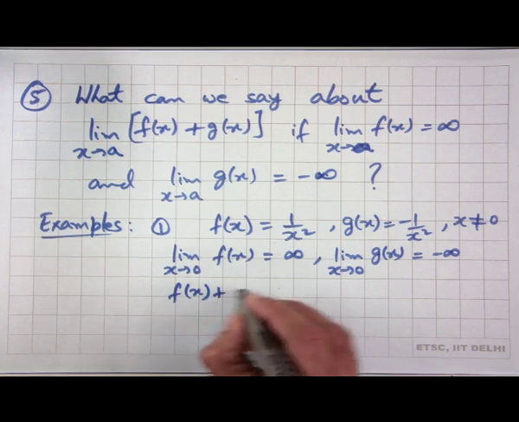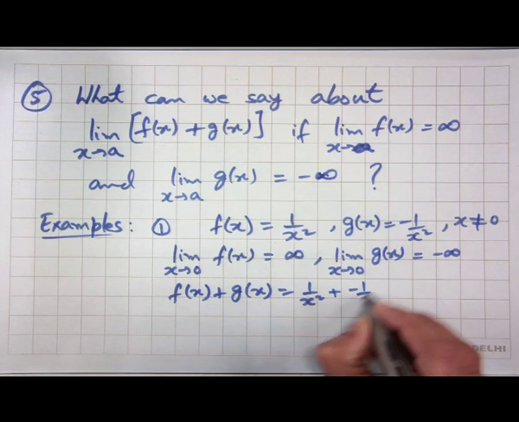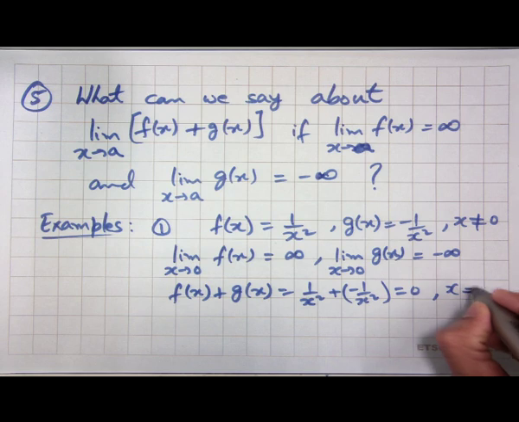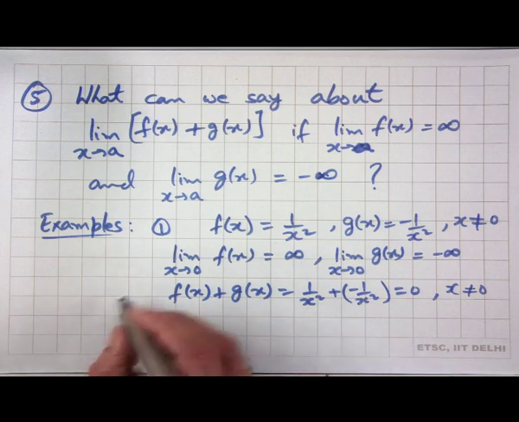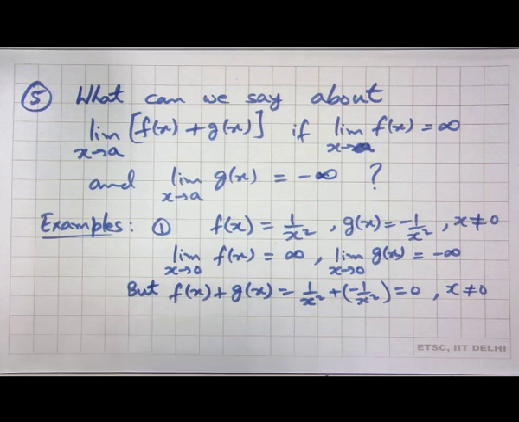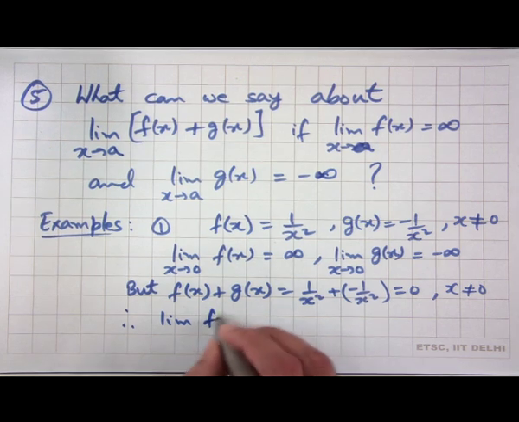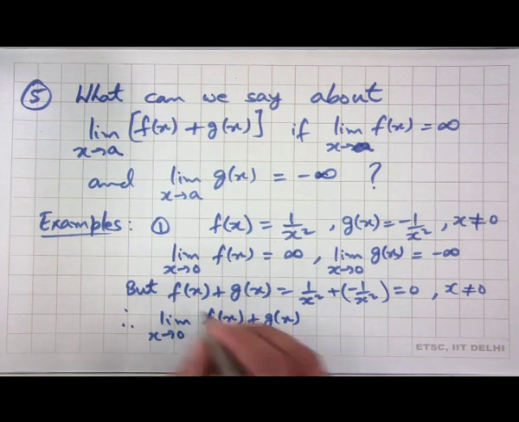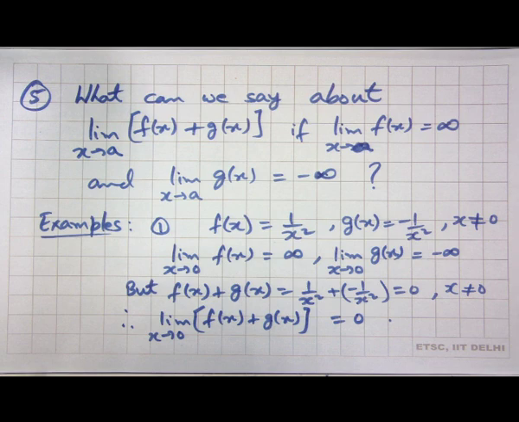f(x) plus g(x) is 1 by x square plus minus 1 by x square, which is 0 for all x not equal to 0. So this function is identically 0 in an interval containing 0. Therefore, the limit of f(x) plus g(x) is equal to 0. You might be tempted to think that this is always true, but let us see a second example.